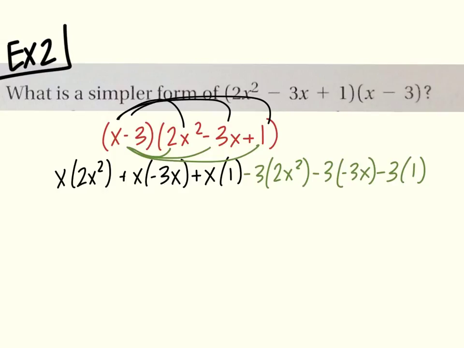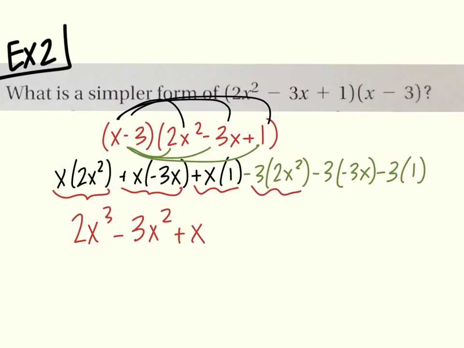And then we're going to multiply. So that's going to be 2x to the third minus 3x squared plus x minus 6x squared plus 9x minus 3.